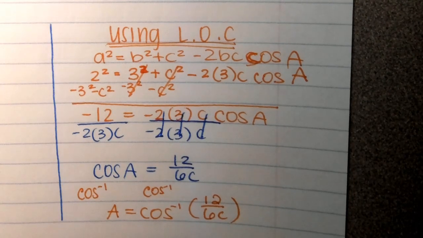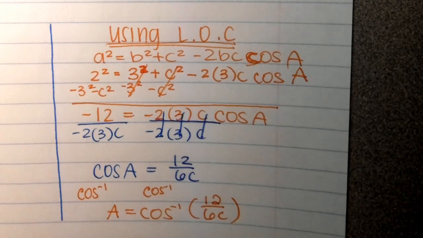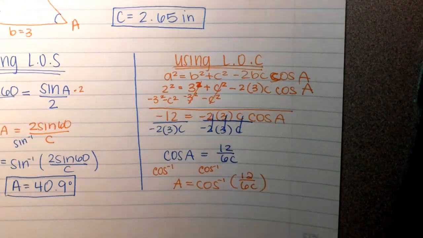And if I do this in the calculator, is that cosine? Inverse cosine of 12 over 6C. Do I get the same answer? Great. Which method would you do if it were you?